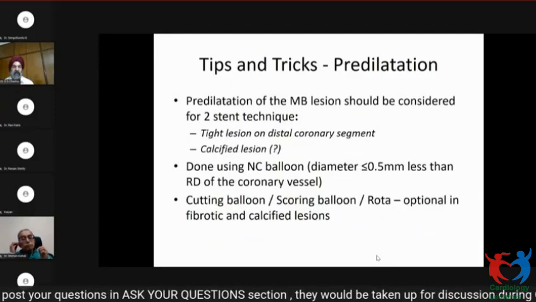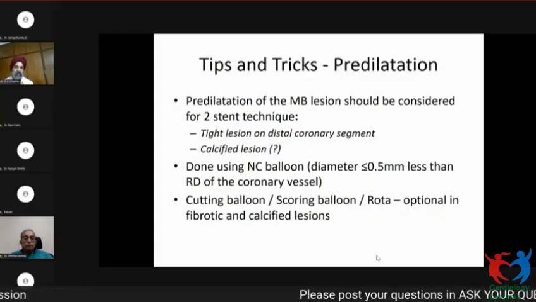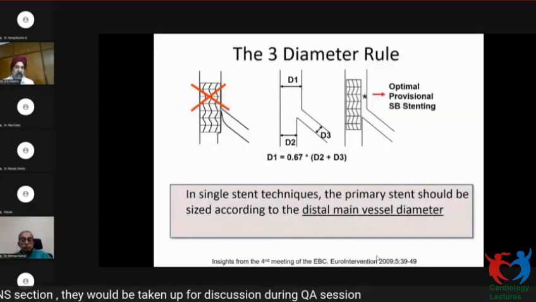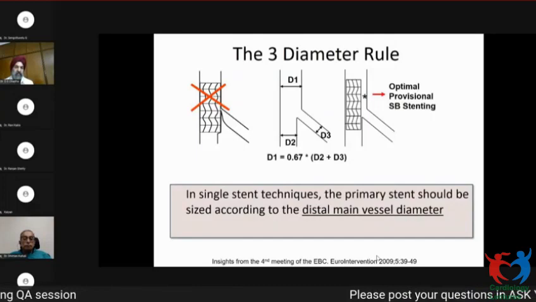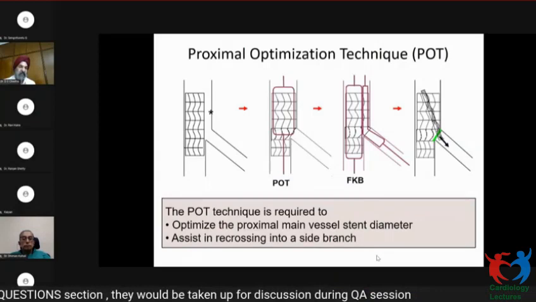If I'm doing a two stent technique as shown, I can use any kind of device. Generally, the choice of balloon is an NC balloon, with a diameter 0.5 millimeters smaller than the size of the side branch. You can use cutting or scoring balloons, and if there is calcium, which we often see in the distal left main, we also use rotablation. Ajay will cover this, but when you choose a stent, choose it as per the distal main diameter, and then optimize it. While optimizing, the most important fact is that your balloon placement has to be done very, very carefully.